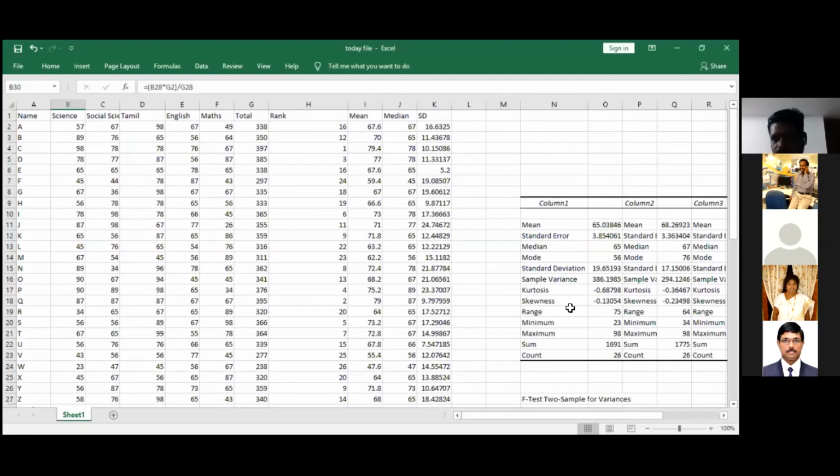So this is the way to interpret. Otherwise, the interpretation is not complete. It's not giving the meaning. So, based on the data, with the help of it you interpret the actual meaning, the actual results.